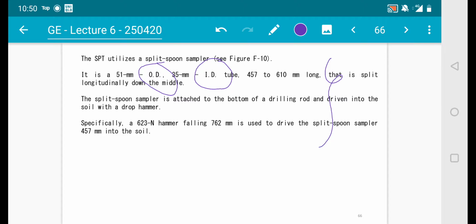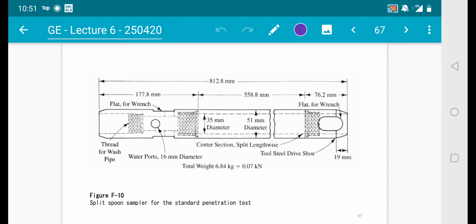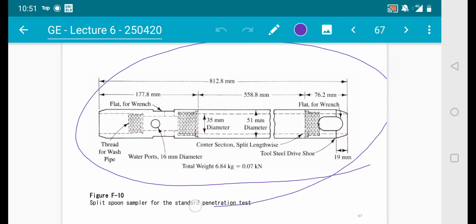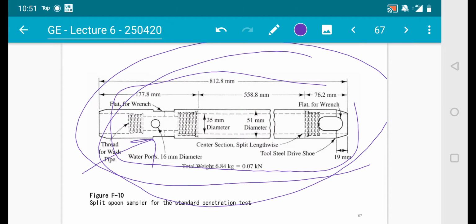Now we have various sampler sizes, and we need to apply a correction because of the different types of sampler sizes. This is the split spoon sampler for the SPT, and this is one of the sizes that we have. It shows the material used to construct this sampler and its dimensions. This is a detailed sketch of the sampler.